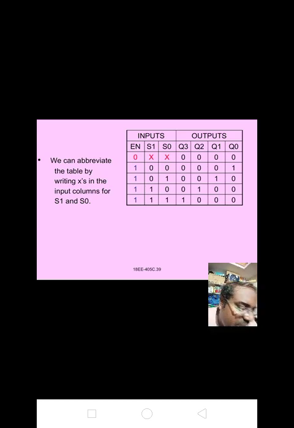Once again repeating the equations, that is Q0 equal to S1 bar S0 bar, and Q1 equal to S1 bar S0, and Q2 equal to S1 S0 bar, Q3 equal to S1 S0.